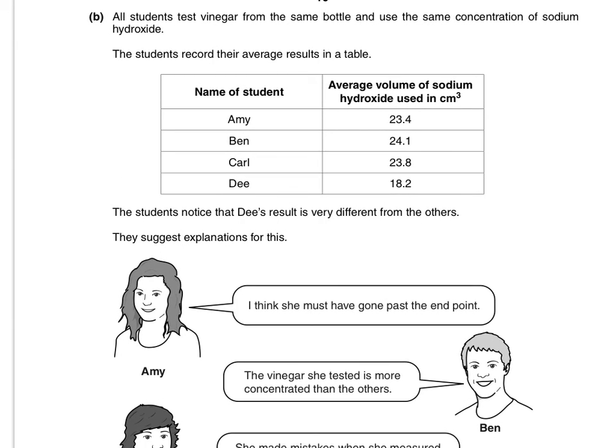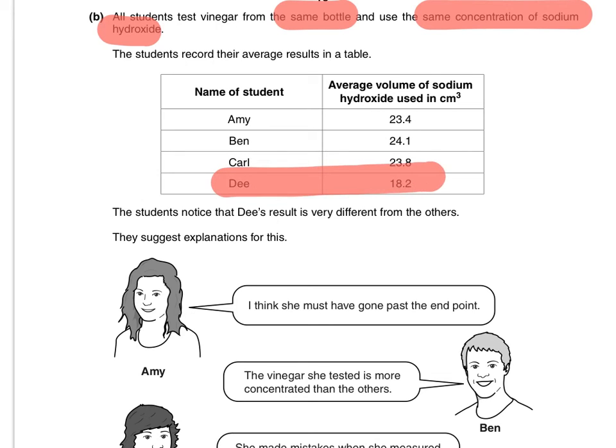All students test vinegar from the same bottle and use the same concentration of sodium hydroxide. The students record their average results in a table. Looking through them, that one comes out straight away. The others are reasonably close.